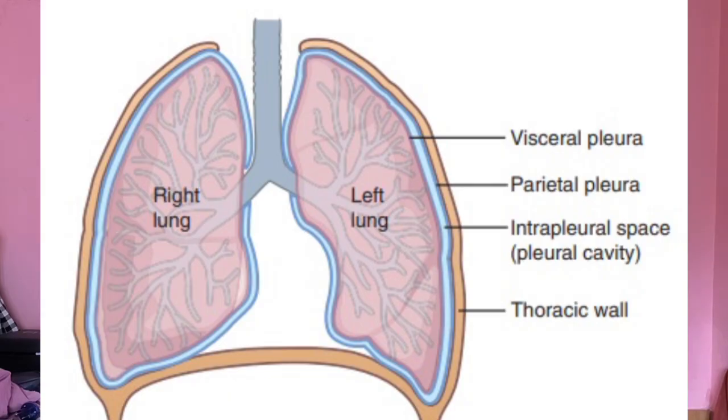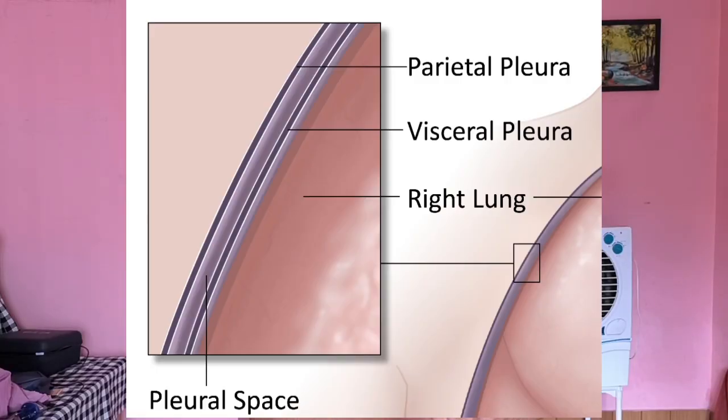Now I am going to explain what is the pleural space or pleural cavity. So friends, please see this diagram. If you see this diagram, you can relate that there is a space or cavity present between the parietal pleura and the visceral pleura, and that space or cavity which is present between the visceral pleura and the parietal pleura is known as the pleural space or pleural cavity.